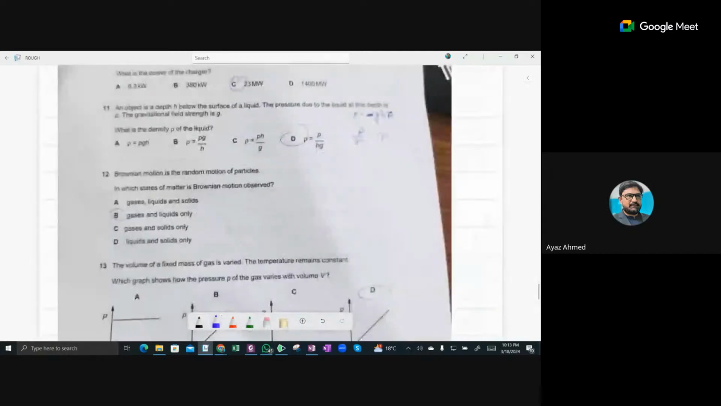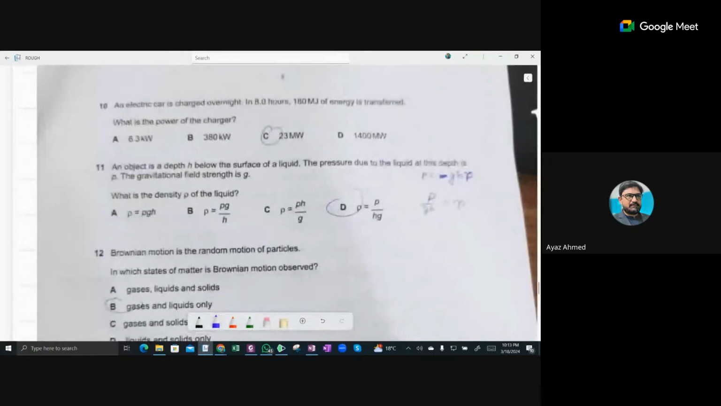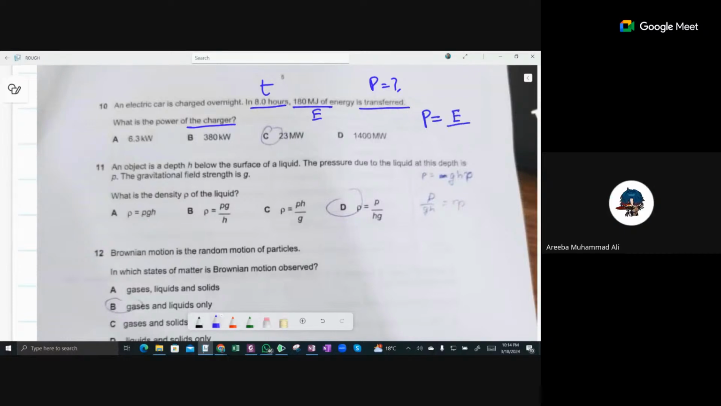Okay. The next question, number 10. An electric car is charged overnight in 8 hours. 180 megajoule of energy is transferred. What is the power of the charger? So time is given to you, energy is given to you. So power is unknown. So Ariba, which formula do you suggest for me? Yes, this one. Power is equal to energy divided by time.